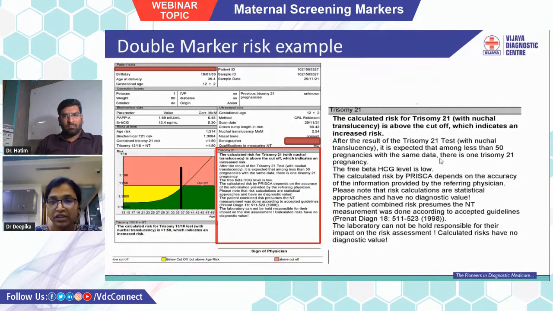That is the risk for trisomy. So after calculation, it is expected that among 50 pregnancies with the same data, there is one trisomy 21.